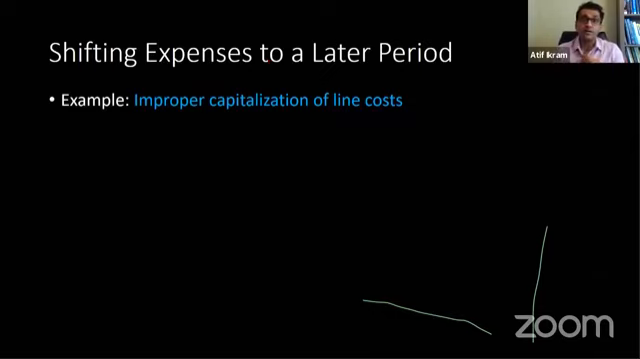Shifting expenses to a later period. This is another way in which companies do this. So you have a lot of marketing expenses or some R&D expenses, and you say, if I show these, my net income will come out very low. But technically I'm making an investment in my business. Marketing is an investment. R&D, I'm making an investment.